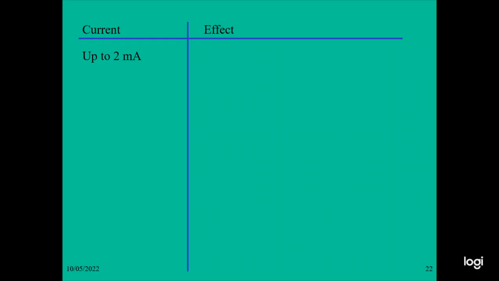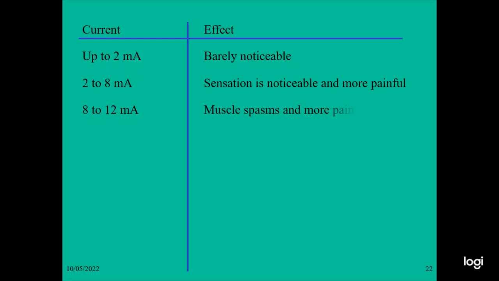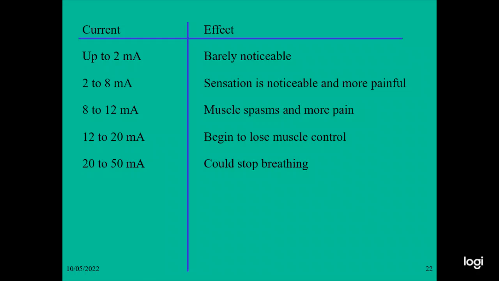Current and effect. Up to 2 milliampere, barely noticeable. 2 to 8 milliampere, sensations are noticeable and more painful. 8 to 12 milliampere, muscle spasm and more pain. 12 to 20 milliampere, begin to lose muscle control. 20 to 50 milliampere could stop the breathing. 50 to 100 milliampere could stop the heart.